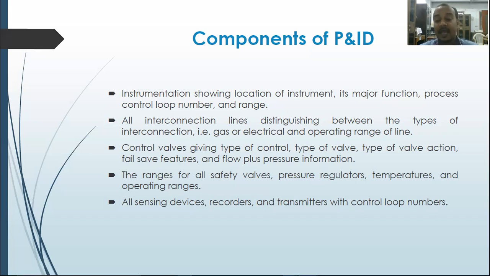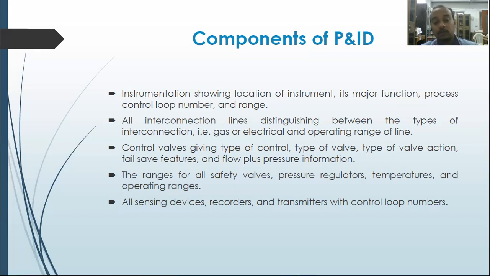From the instrument tag, I can identify which type of control loop this instrument is associated with. All the interconnection lines distinguish between the types of interconnection. As I already mentioned, not only the instruments, but the connection from one end to the other: is that the connection of an electrical signal, a pneumatic signal, or a hydraulic signal? That also can be identified by this P&ID.